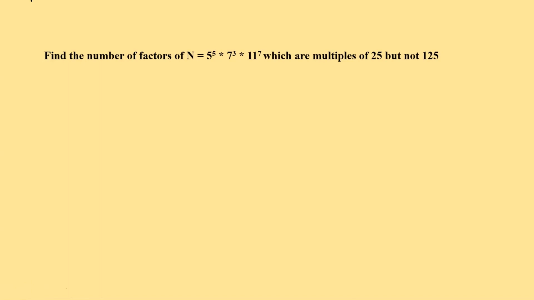Find the number of factors of n where n is equal to 5 power 5 into 7 cube into 11 power 7, which are multiples of 25 but not 125. The number of factors which are multiples of 25 but not 125. So please put in your answers in the chat box.